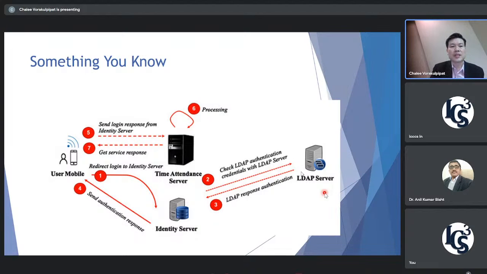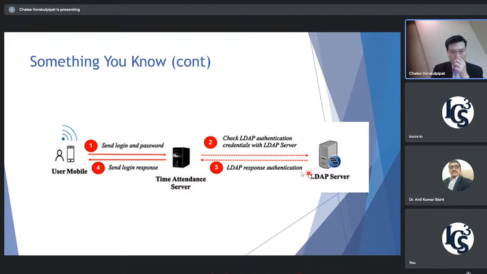Yes, it is the process of something you know. Something you know is like LDAP, user key and password. I can explain briefly, just simple system development: check the personal data from the LDAP server and check if it is the right user or not. It is more simple. If the user inputs the wrong password, they will be rejected.